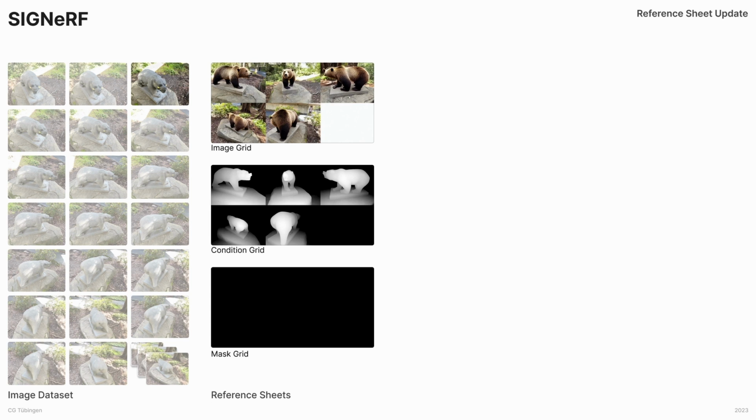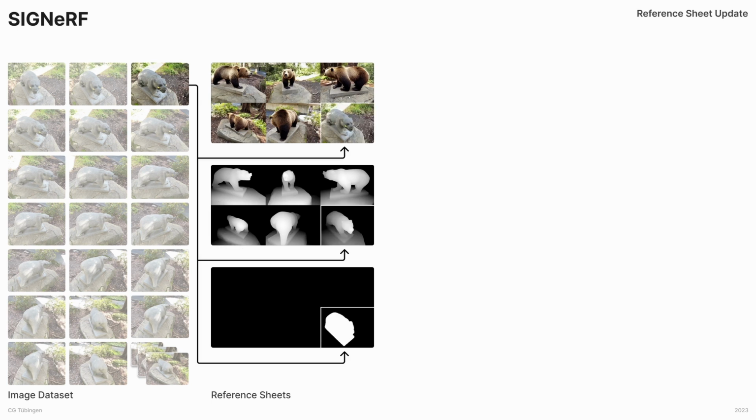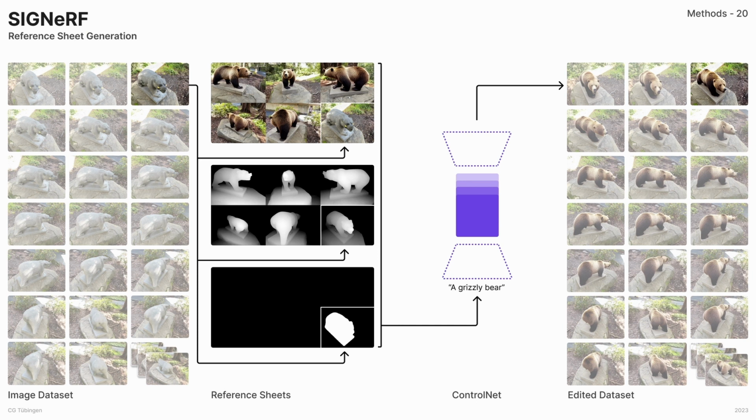With it, we take an already existing reference sheet with an empty slot and corresponding condition and mask grid. In this empty slot, we place an image from the NeRF dataset, run it through ControlNet, and receive an edited version that sticks closely to the reference sheet. We repeat this process over and over again for the entire NeRF dataset and receive an edited version that is consistent with the reference sheet.